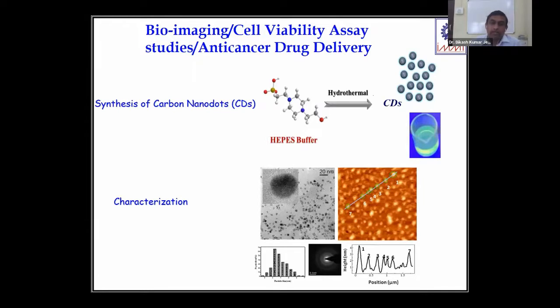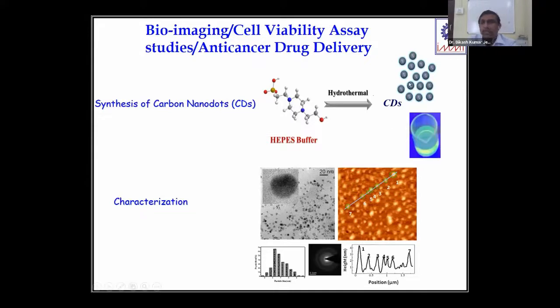In our lab, we have synthesized the carbon quantum dot by using very small dimension carbon molecules. We have taken some carbon precursors like HEPS, which is a very good biomolecule, and synthesized them by a hydrothermal method. We put the HEPS in the hydrothermal cell, then elevated the temperature so that hydrolysis and condensation of this molecule takes place, which will form nanoparticles of carbon.